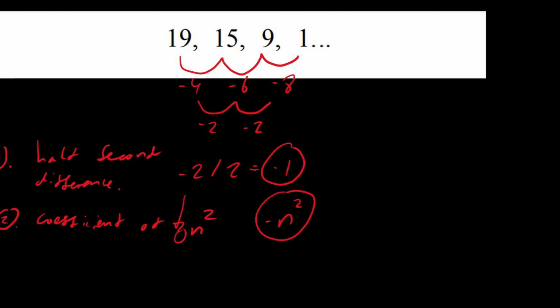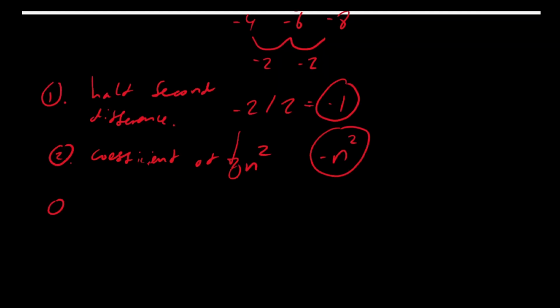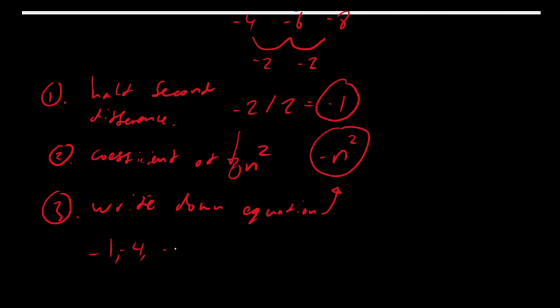Then you write down the sequence that you get from negative n squared. When n is 1, 1 squared multiplied by negative 1 is negative 1. Then 2 squared gives negative 4, negative 9, negative 16, and so forth. So now that is the sequence.